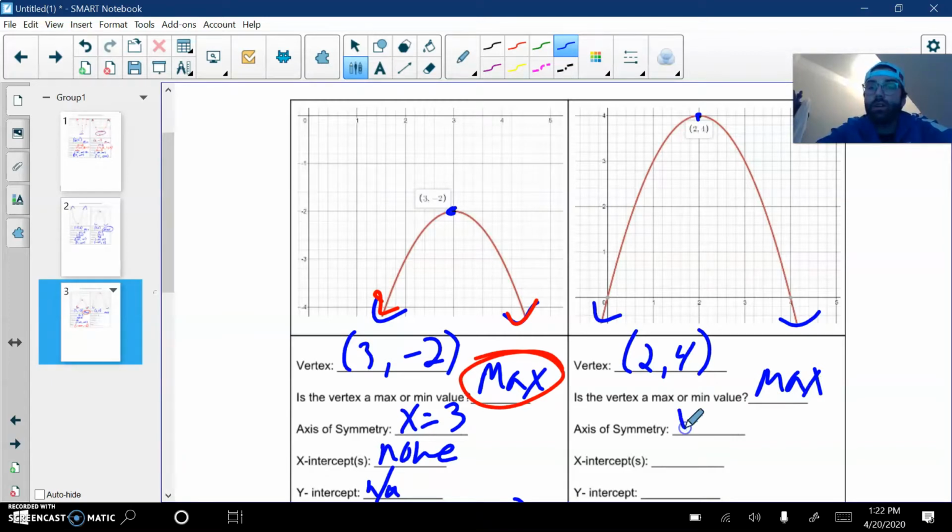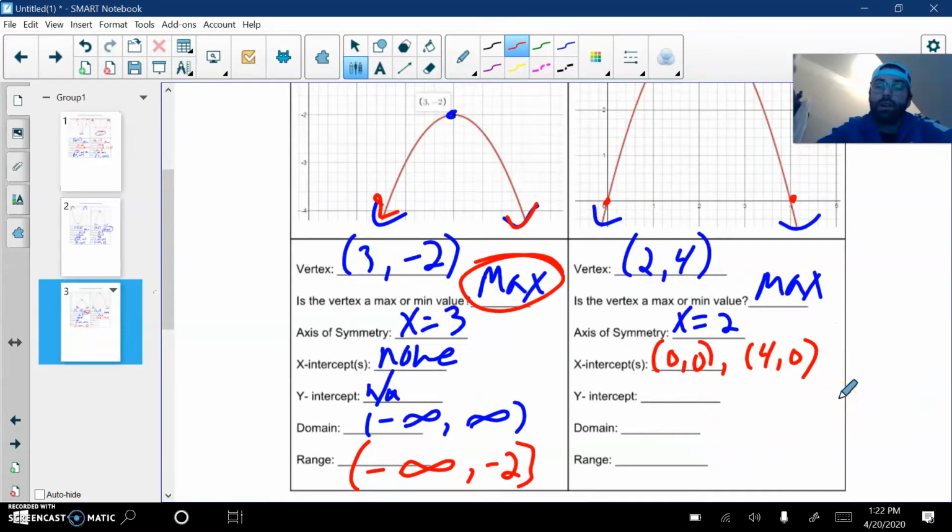Axis of symmetry always matches the x value of your vertex, x equals 2. X-intercepts, well, there's 2 nice ones here. There's one at (0, 0). And here's a nice one at (4, 0). Our y-intercept is actually one of our x-intercepts, and that's okay. It's possible, obviously, since it just happened. Hello. (0, 0). Wow.